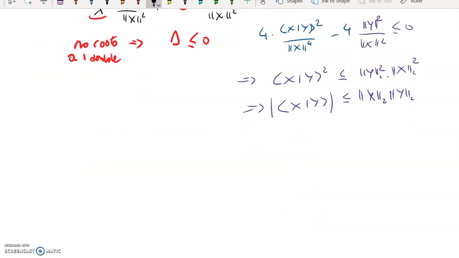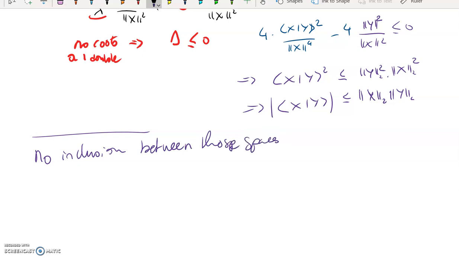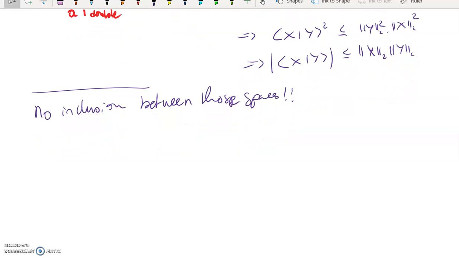Okay, let's go back to our LP spaces. What is important is there is no inclusion between those spaces. So you can take, for instance, f of x equal to 1 over x times the indicator of 1 to plus infinity.